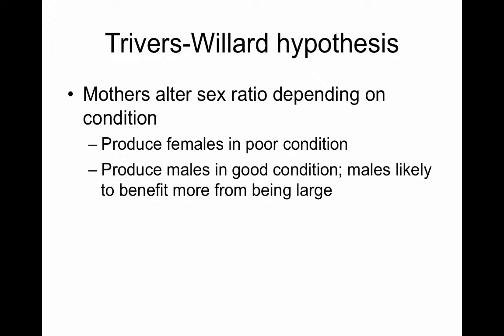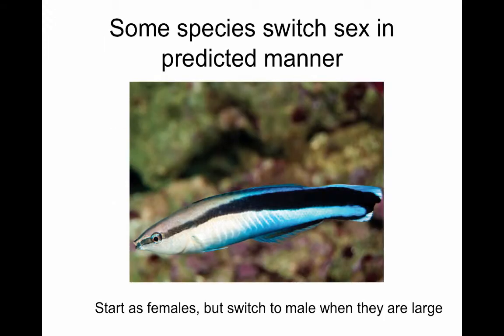All right, so Robert Trivers and Willard developed a hypothesis that mothers will alter sex ratios depending on their condition, where in many animals they produce females when they're in poor condition and produce males when they're in good condition, because males are most likely to benefit from being large. This isn't always true, but in many animals this is true. There are some fish where, in fact, they're able to switch sexes, and usually they start as females but switch to males when they're larger, because large males do well. And since some of these fish, like this one, tend to live in patches on coral reefs, if you remove the large male, within a few days, the largest female who's left will start to switch to being the next big male.